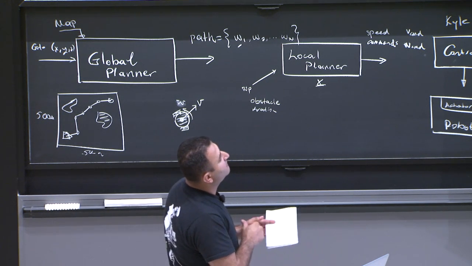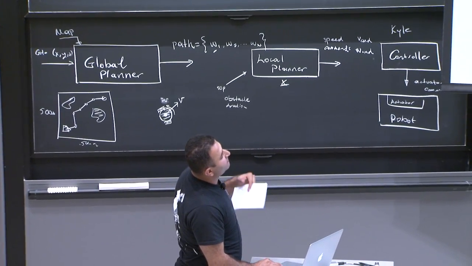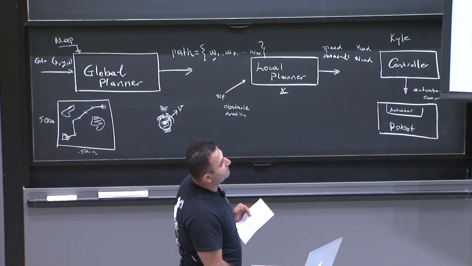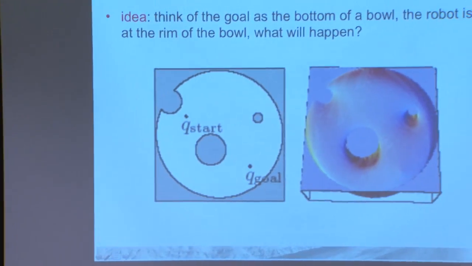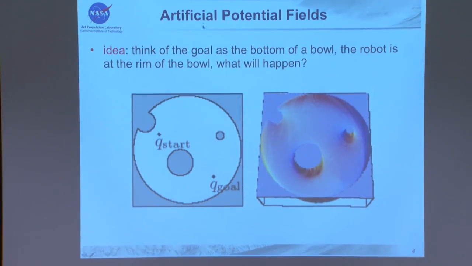So like I said, the problem we are looking at can be explained pictorially like this. The robot is at the initial state, and we would like to reach this goal. People thought about this problem and said, maybe we can treat it like your goal is at the bottom of a bowl, and you have a little bit of a hill here. What will happen if you release a ball from here?